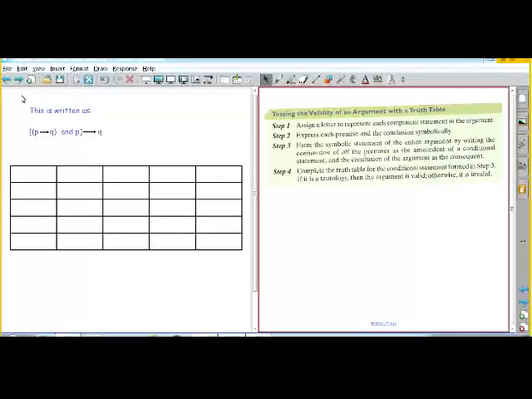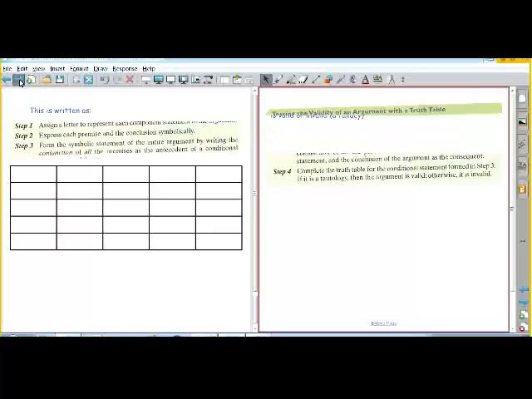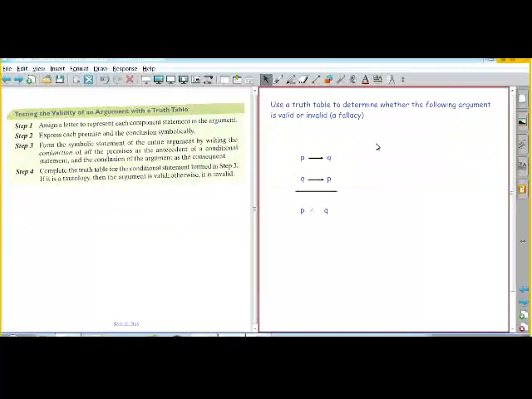So we're just going to look at some more examples. Now you can do it by looking at a specific example like we did before, or you can just look at a general type of argument. So that's what we're going to do now. We're not going to use specific words. We're just going to look at how you construct the truth table and then see whether the final result is all trues or not.